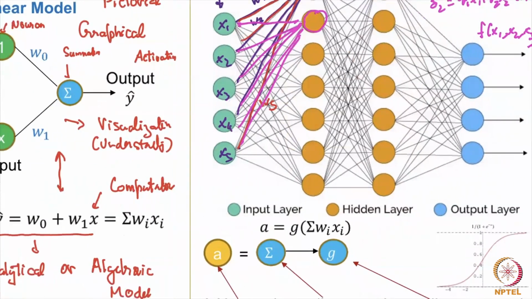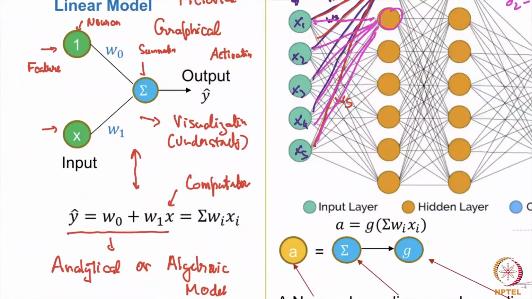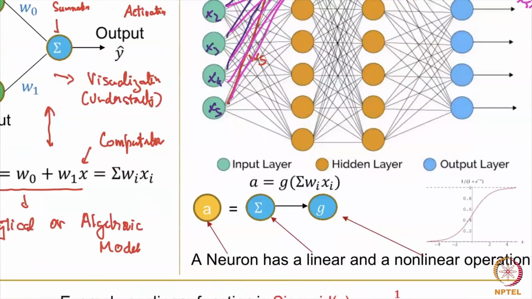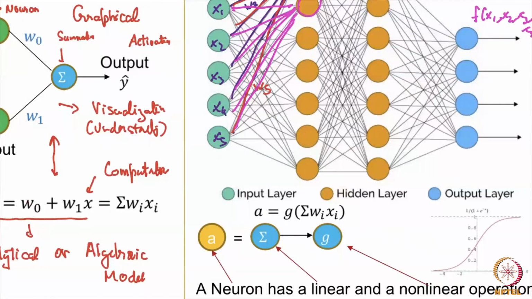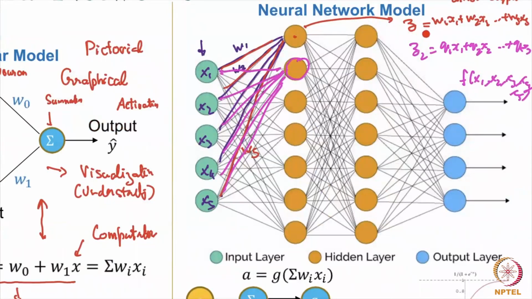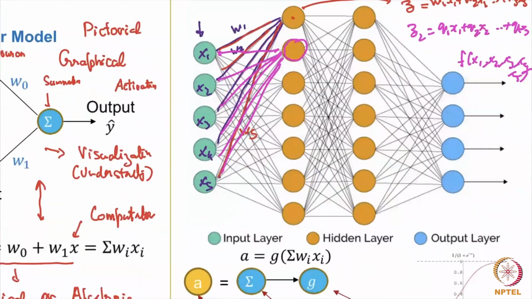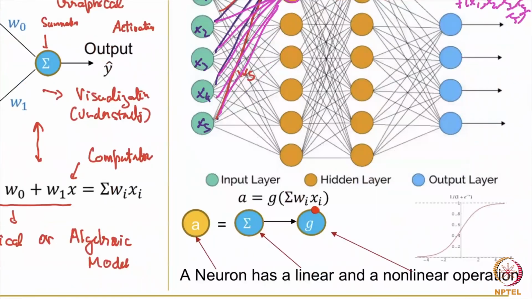In a neural network, however, unlike a linear model, where all you do is sum things up, you add one more thing. Okay, so for example, a neuron, that is the output here, has two steps. It has a linear step, which is exactly the same as a linear model. But after that, you run it through a nonlinearity. Okay. What is this nonlinearity? It is just a nonlinear operation.